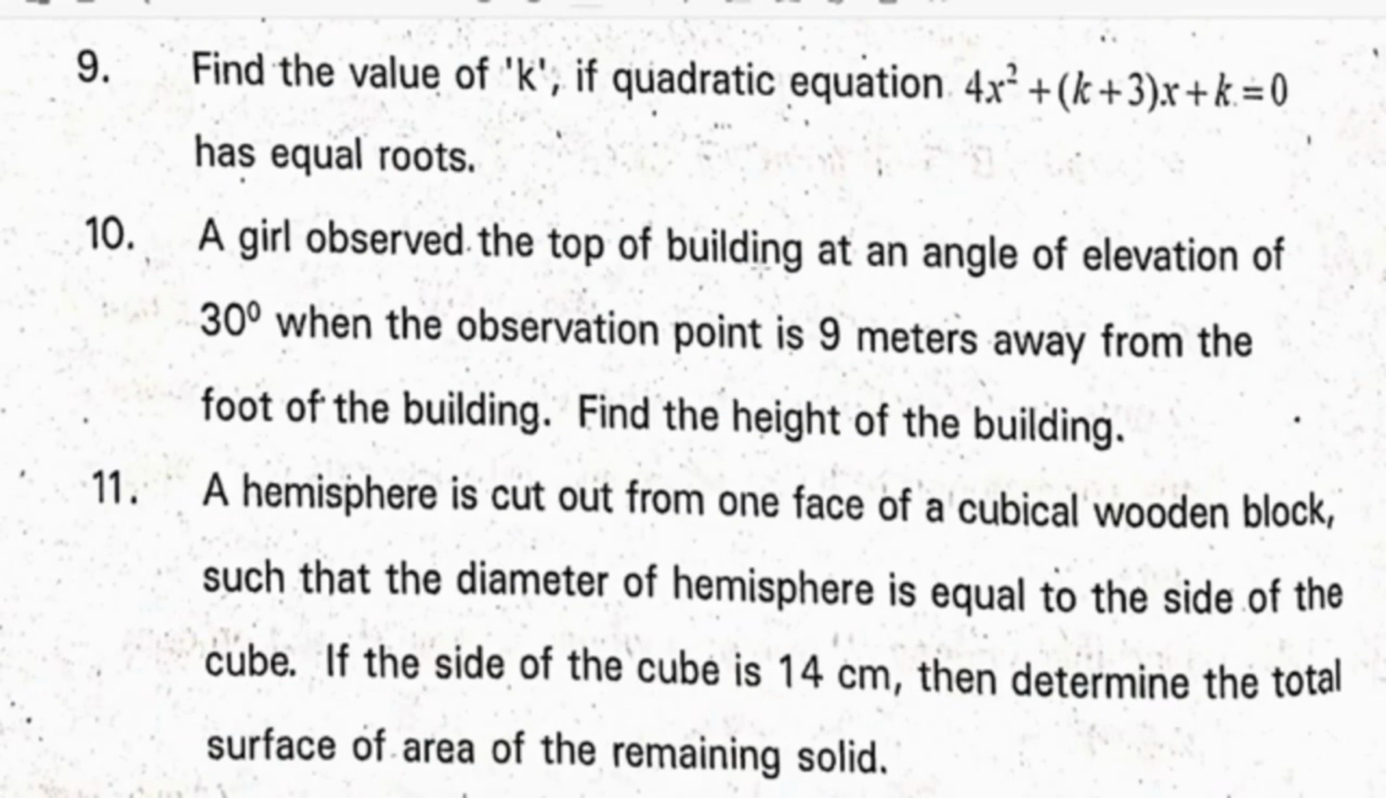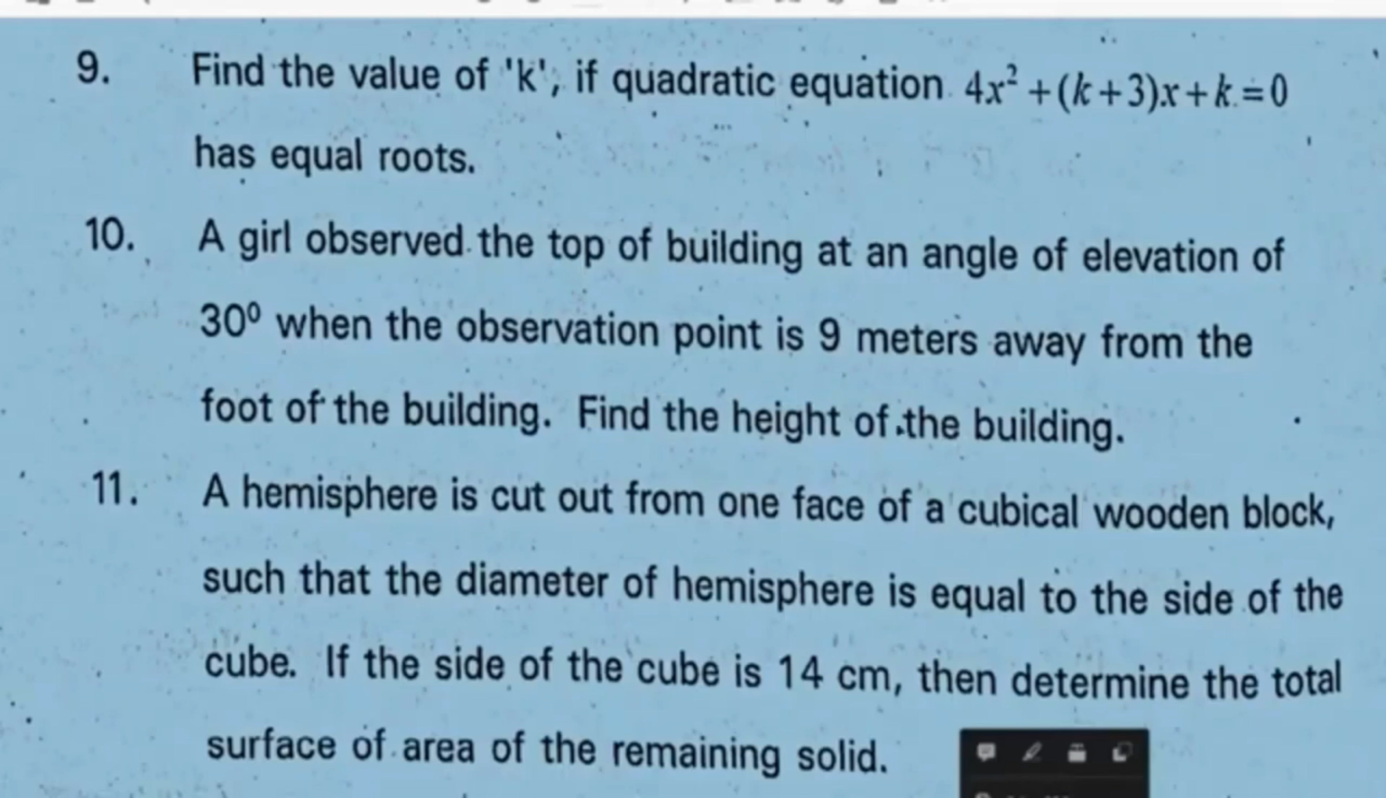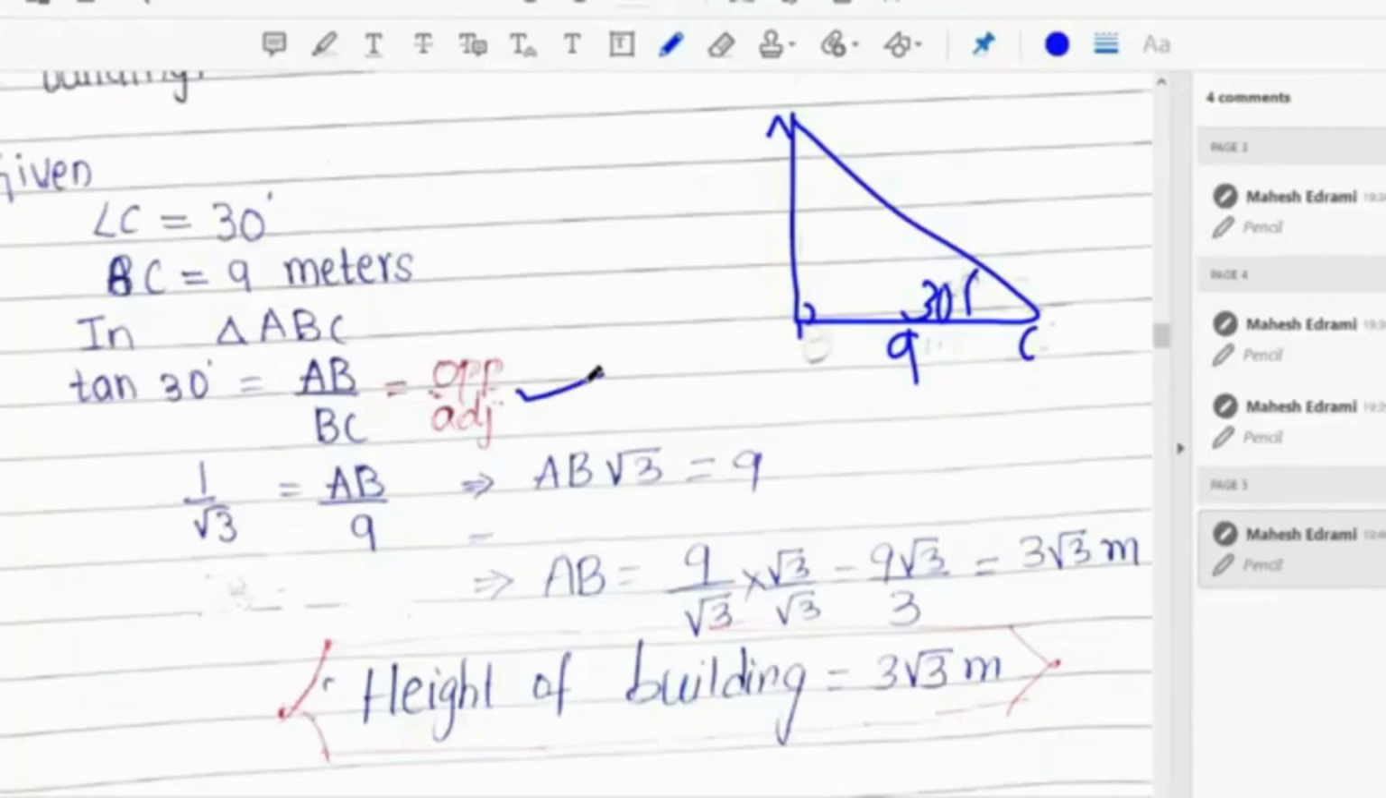A girl observed the top of building at an angle of elevation of 30 degrees when the observation point is 9 meters away from the foot of the building. Find the height of the building. Opposite by adjacent, which is tan 30 value is 1 by root 3, AB by 9. AB is equal to 3 root 3 meters. So height of the building is 3 root 3 meters.